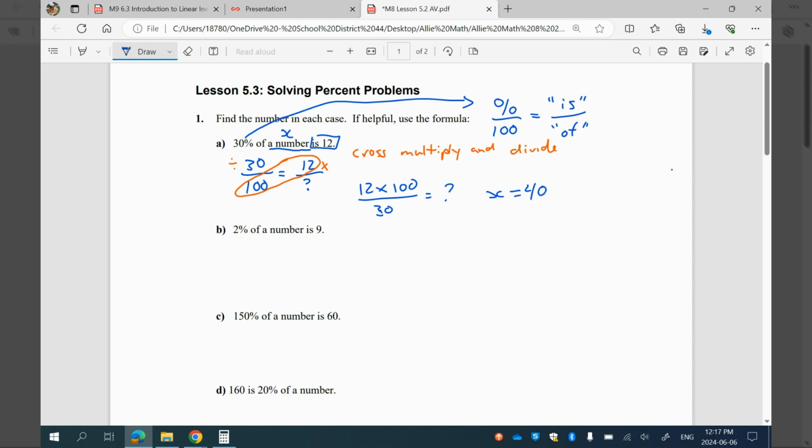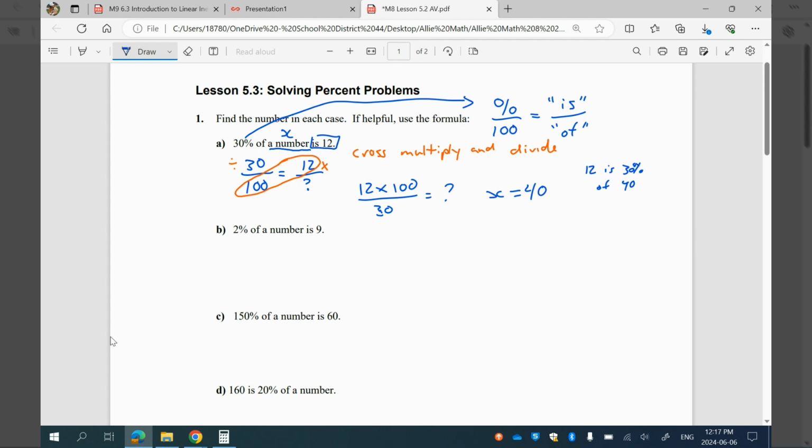And one thing that's really important in this unit, and one thing that I'm supposed to teach you and then assess you on, is estimating reasonably. So let's see, does that make sense? Does it make sense that 12 is 30% of 40? I would say that does. Half of 40 is going to be 20, and less than that is going to be 30%, or 12. So I would say that answer makes sense.